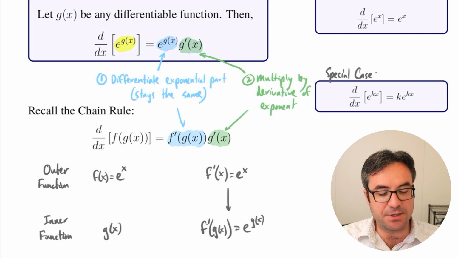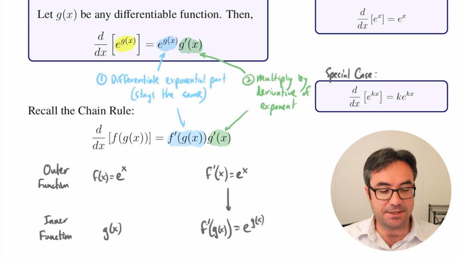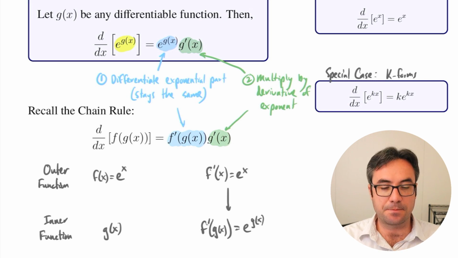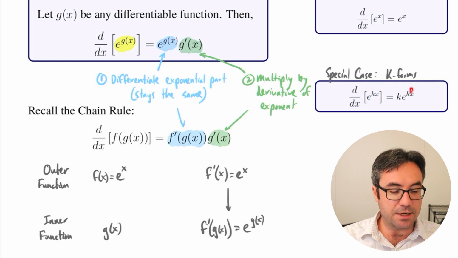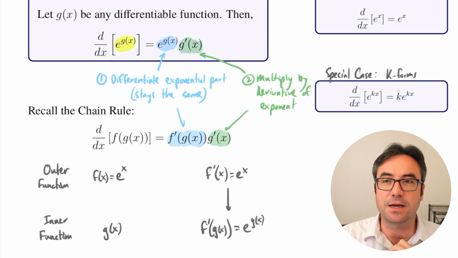These are going to be types that we see quite a bit, where the exponent term is a constant k times x. And we called these k-forms, where k was a constant. And in this case, the derivative of e to the kx, well, the exponential part stays the same, and then we multiply by the derivative of those terms in the exponent.